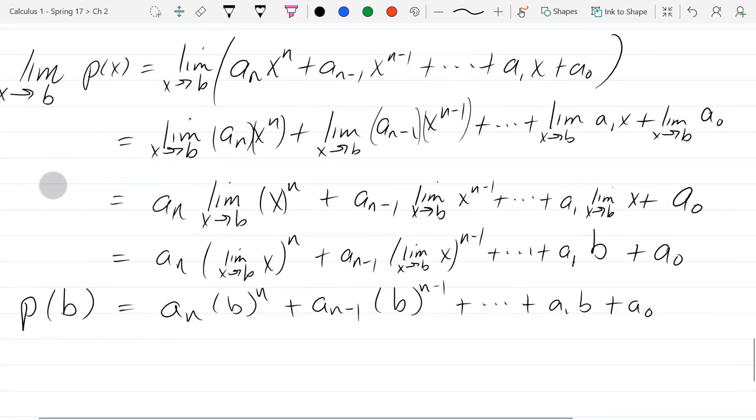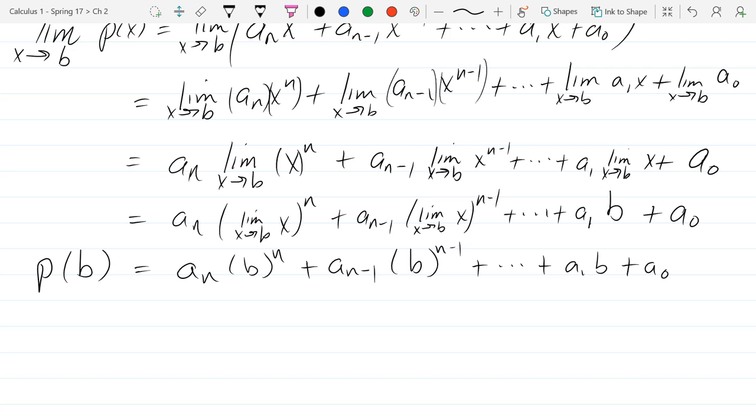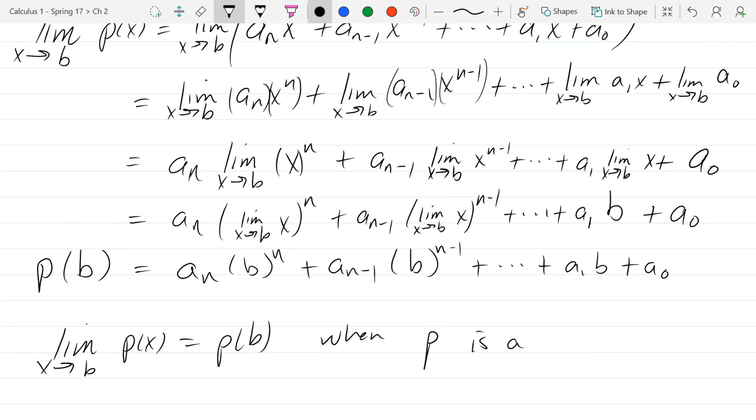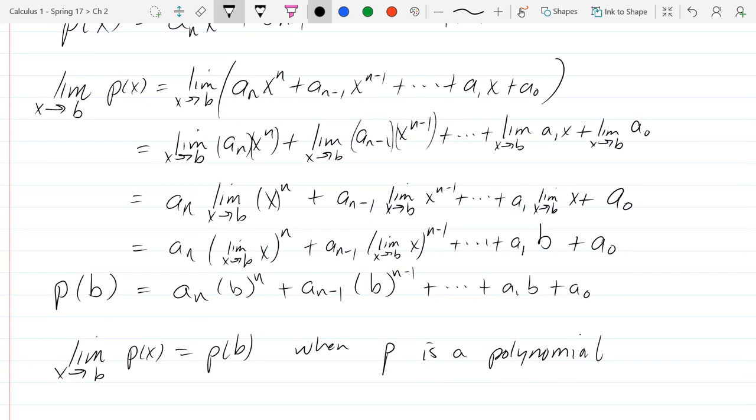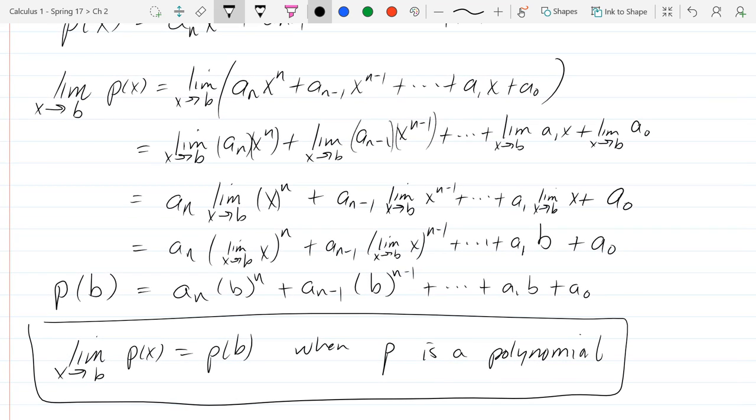So if we combine these together, lim as x approaches b of p of x equals p of b when p is a polynomial. So that means you can just plug in the value when you have a polynomial and save all that time that we just went through. So you have a polynomial, you can do that.